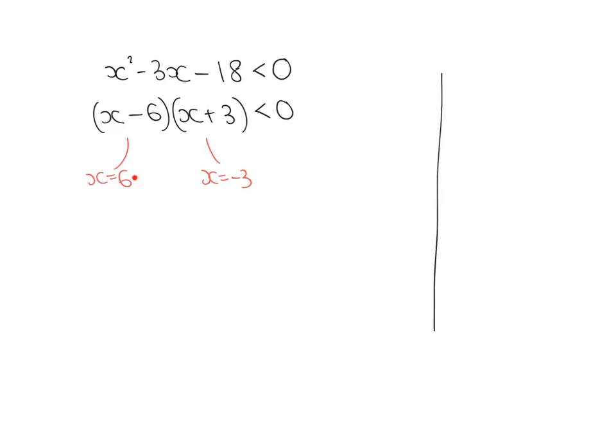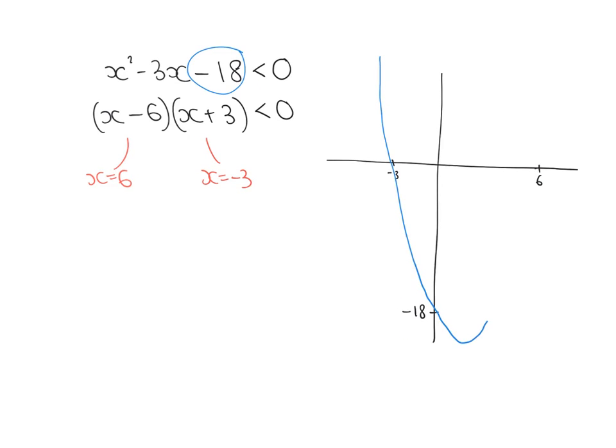So what are our critical values, i.e. the x values which make that bracket 0? x is 6. The x value which makes that bracket 0, x is minus 3. So we know at those points it will cross the x-axis. It crosses the y-axis at minus 18, and then it's a smooth parabola. It's a positive parabola because it's x squared.